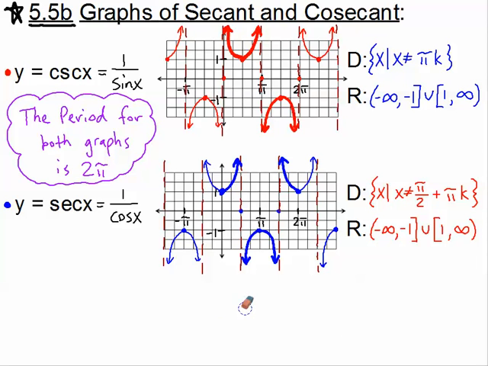That is the introduction to secants and cosecants and the domain and range.